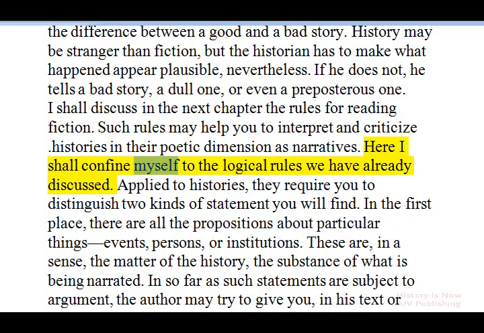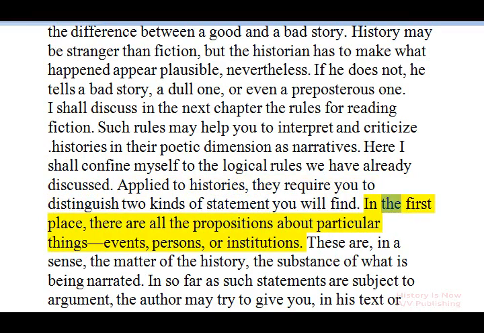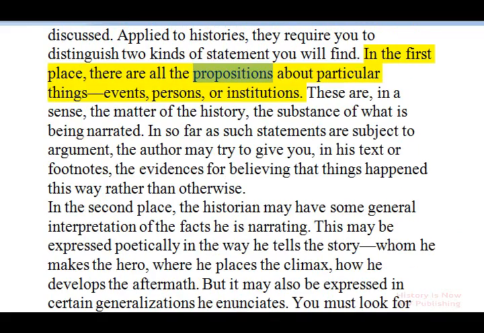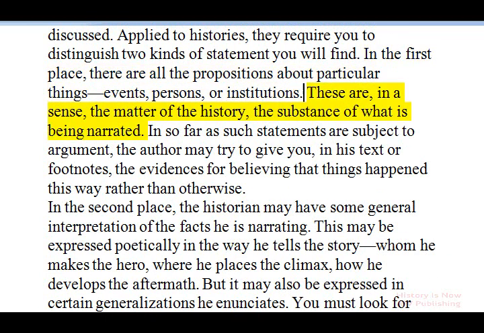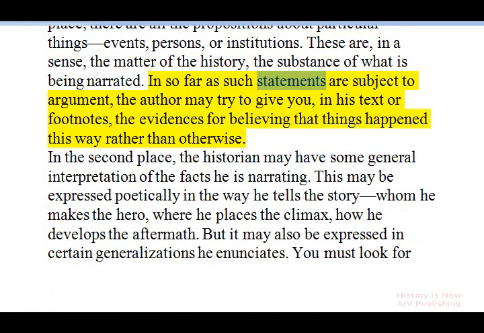Here I shall confine myself to the logical rules we have already discussed. Applied to histories, they require you to distinguish two kinds of statement you will find. In the first place, there are all the propositions about particular things, events, persons, or institutions. These are, in a sense, the matter of the history, the substance of what is being narrated. Insofar as such statements are subject to argument, the author may try to give you, in his text or footnotes, the evidences for believing that things happened this way rather than otherwise.